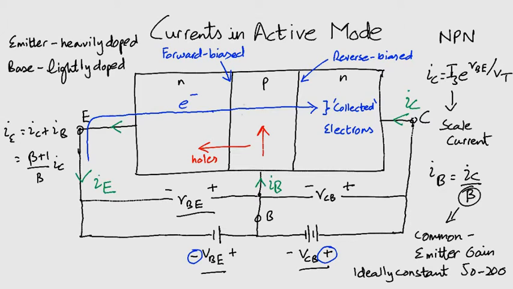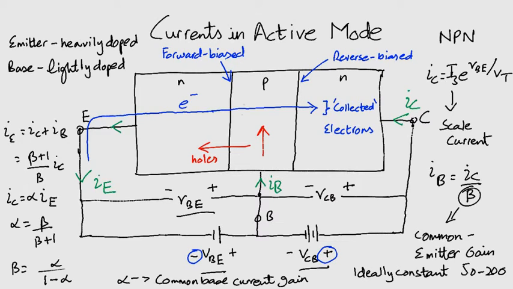In terms of beta and IC, we can write IE equals (beta plus 1) divided by beta multiplied by IC. We can introduce another parameter and say IC equals alpha IE. This alpha is the common base current gain. Alpha and beta are related to each other via these two equations. Alpha equals beta over beta plus 1, beta equals alpha divided by 1 minus alpha.